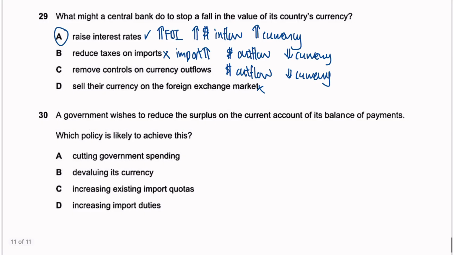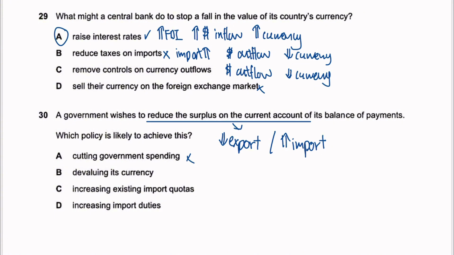Okay, 30. A government wishes to reduce the surplus on the current account of its balance of payments. Which policy is likely to achieve this? So there are two ways to reduce the surplus on the current account. First method, you need to reduce your exports. Second method, you can increase your imports. Okay, which policy is likely to achieve this? First one, cutting government spending. Not related.